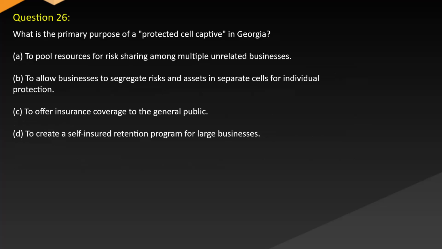Question 26. What is the primary purpose of a protected cell captive in Georgia? A. To pool resources for risk sharing among multiple unrelated businesses. B. To allow businesses to segregate risks and assets in separate cells for individual protection. C. To offer insurance coverage to the general public. D. To create a self-insured retention program for large businesses.